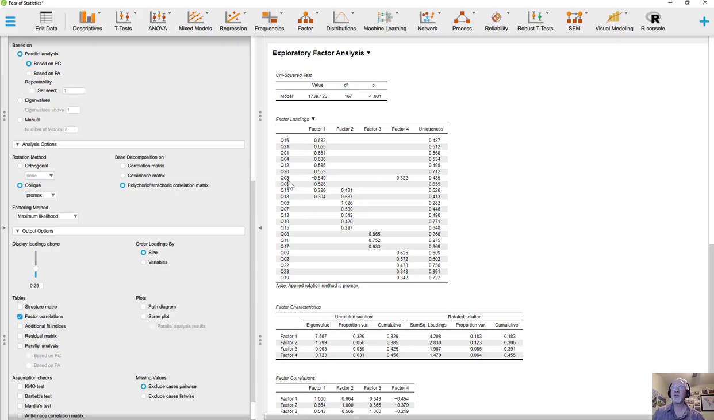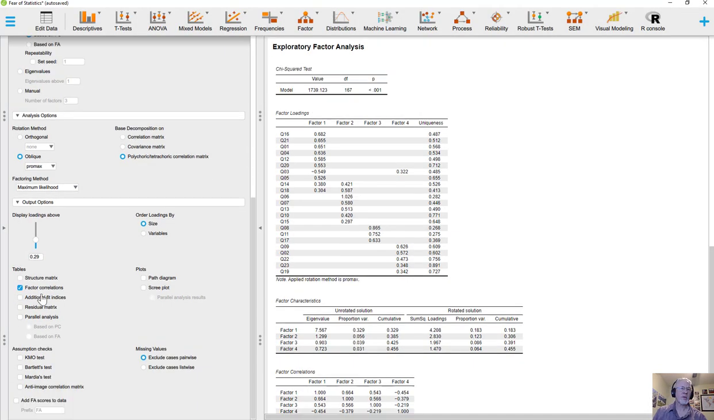I see that on this item right here, it's kind of wanting to load on both factors. You notice it loads negatively on this one, which is about fear of statistics. It loads positively on this one, which I would view as confirming my view that factor 4 is positively viewed items. Let's take a look at just a couple of other plots. Let's go ahead and do a path diagram and the scree plot.